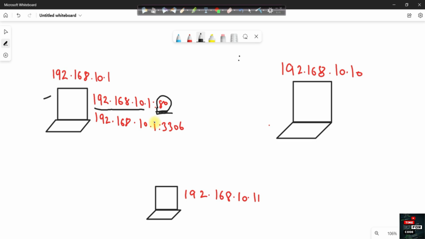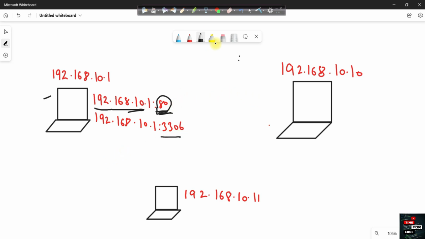So one computer can host multiple services, but how to identify the services? The IP address is the same for all the services, but the port number must be different. Port number, you can consider a service identifier.